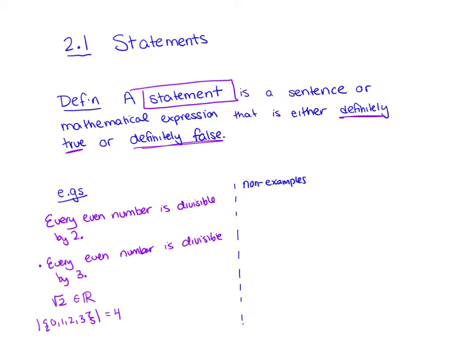Now, if I just said something like R or Z, right, those aren't statements. Those are just sets. I could do a command, add 5. That's not a statement. I could ask a question. What is 2 plus 2? Right, that's not a statement. It's not either true or false. But any sentence or mathematical expression that is either definitely true or definitely false is a statement.